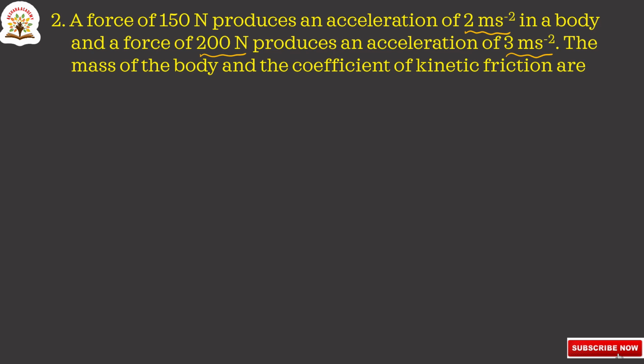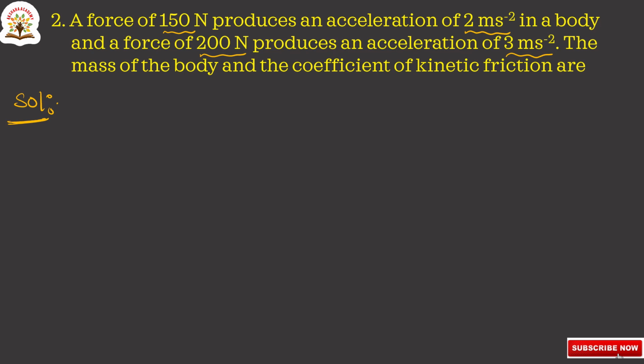Here in this question, the given force 150 newton produces acceleration 2 meters per second square, and another force 200 newton produces an acceleration of 3 meters per second square. We have to calculate mass and coefficient of kinetic friction. Now let us go to the solution.